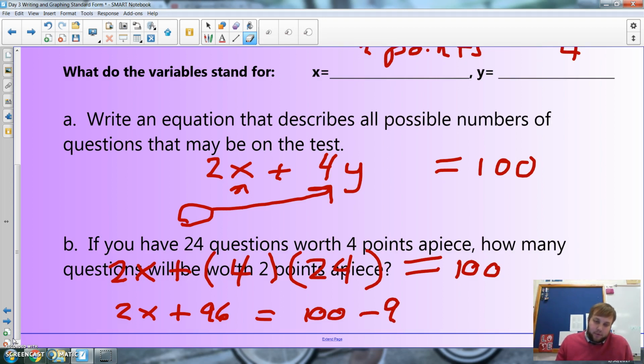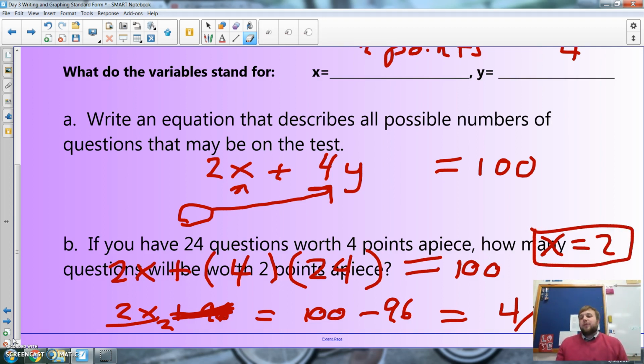Right? I'll have to remove that. And that gives me 4 points. Okay? And then I'm going to divide by 2. Sorry, I'm running out of room here. All right, and so I should have x equals 2. So that means there's got to be 2 x questions. A little different, a little trickier, okay?